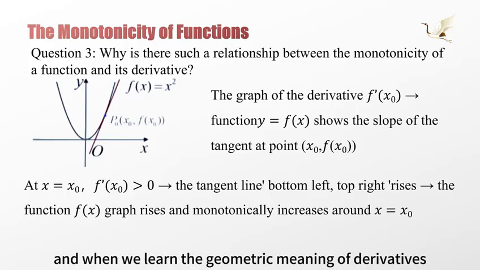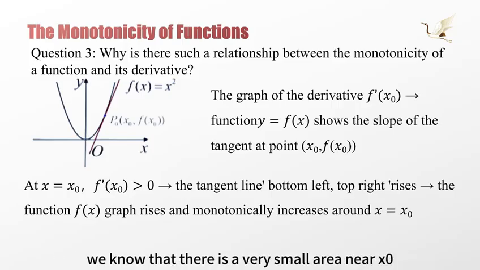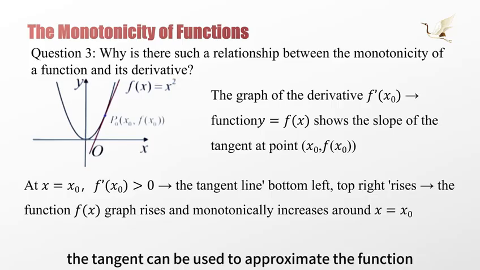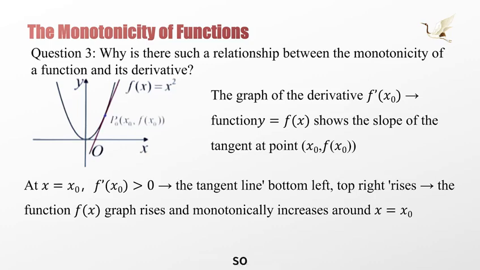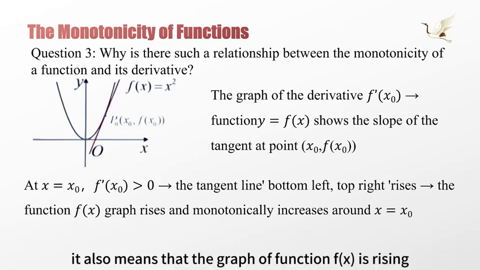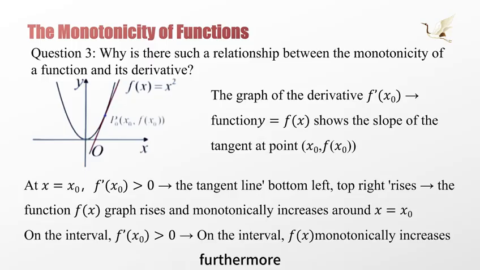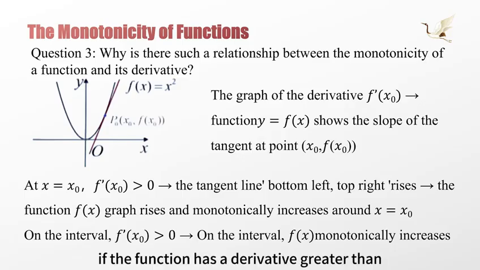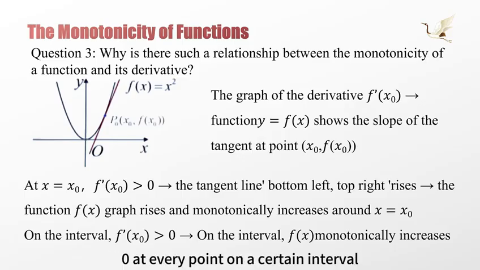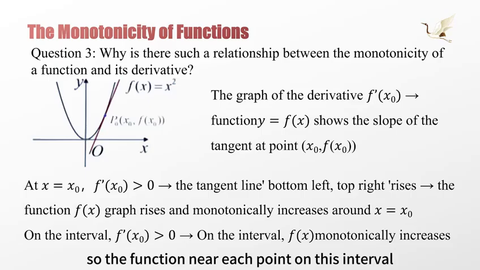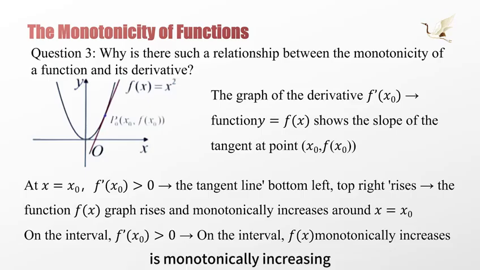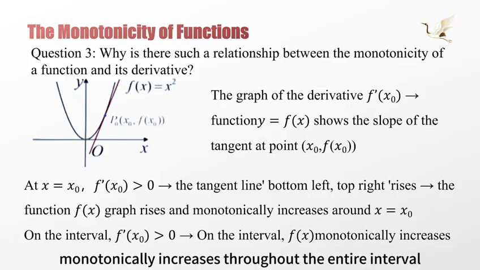And when we learned the geometric meaning of derivatives, we know that in a very small area near x0, the tangent can be used to approximate the curve of f(x) itself. So it also means that the graph of function f(x) is rising; the function monotonically increases around x equals x0. Furthermore, if the function has a derivative greater than 0 at every point on a certain interval, the function near each point on this interval is monotonically increasing. Therefore, the function monotonically increases throughout the entire interval.